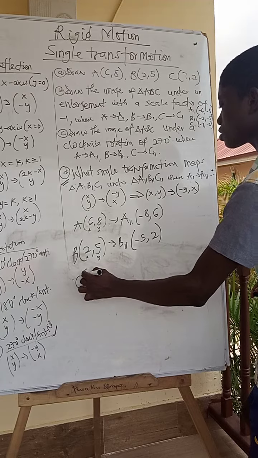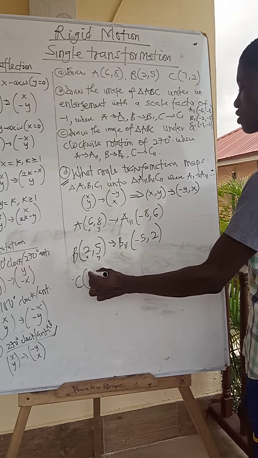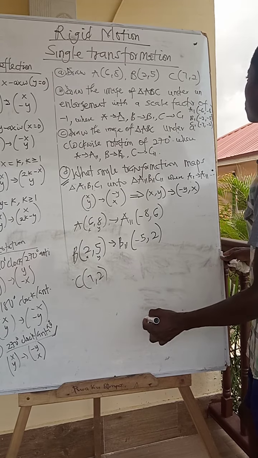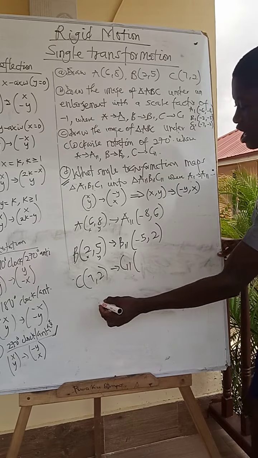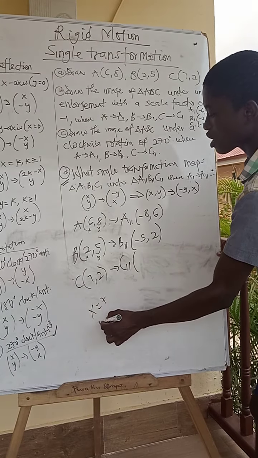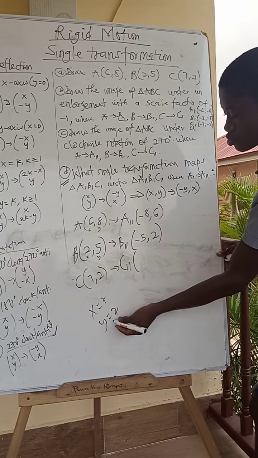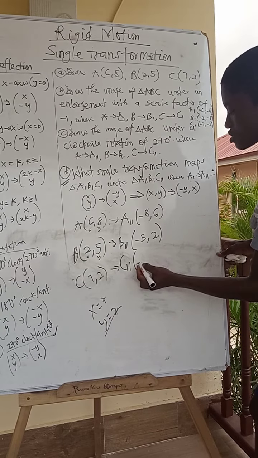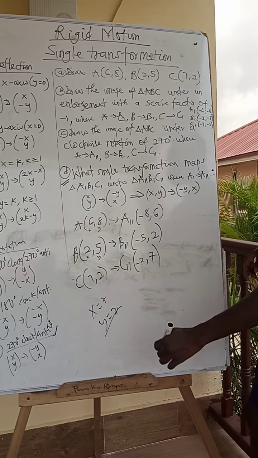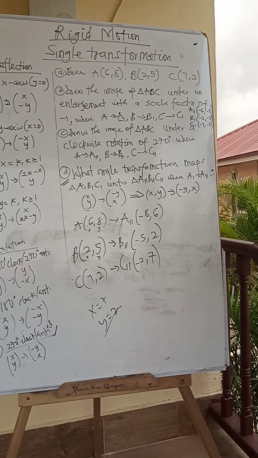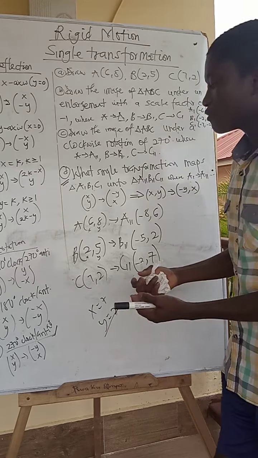Now let's do our C. So our C is what? If you don't understand it, let me know. (7, 2). Right? So our x is 7, our y is what? 2. So we are negating y, negative y, which is negative 2. And our x is what? 7. So it's simple. Just understand the formula.